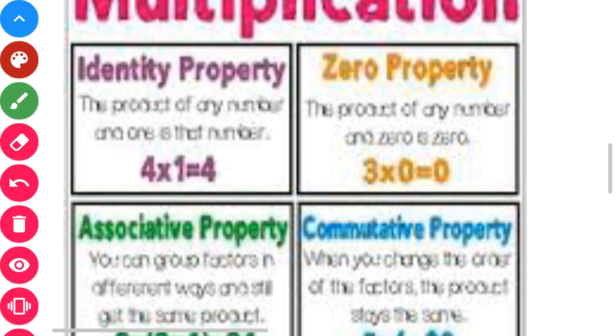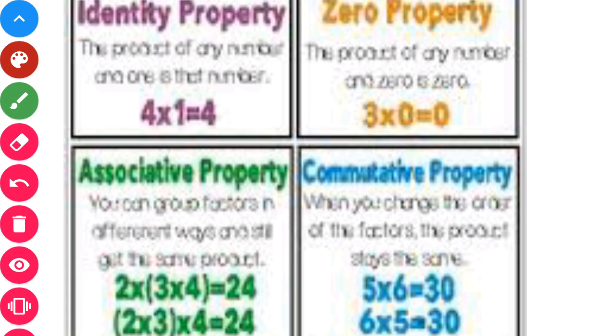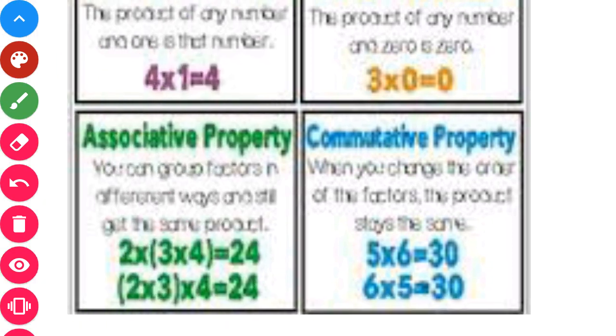Now let us move toward the next property. Next property is the associative property, or we can say property of regrouping. This we have done in addition also. That means, suppose I have to multiply 2 into 2 into 3. If I have to multiply 2 into 2 into 3, I can regroup these numbers in any way.